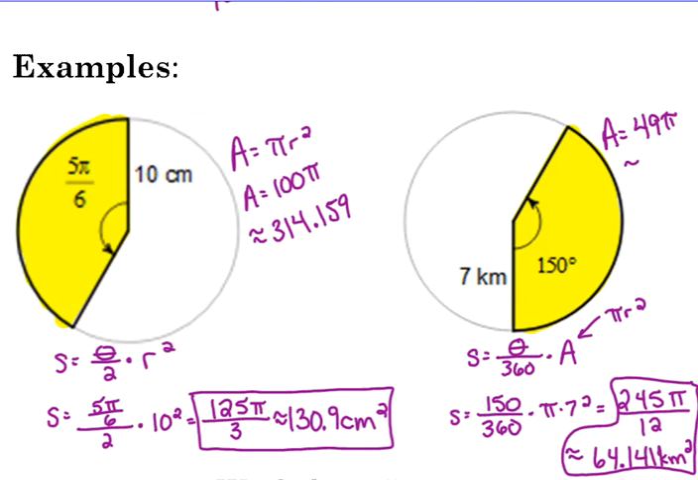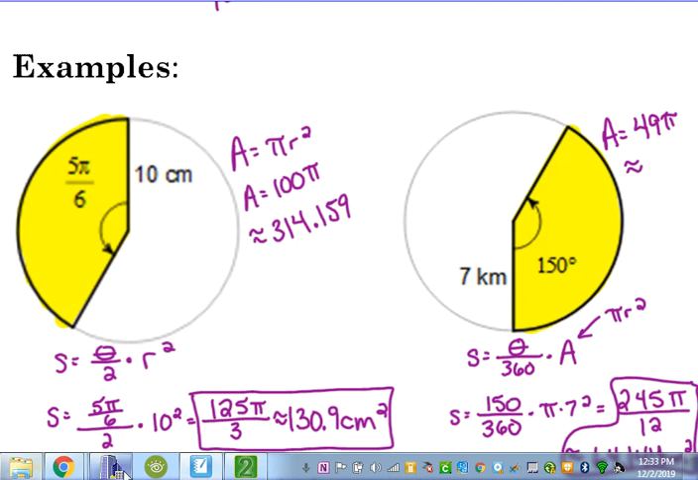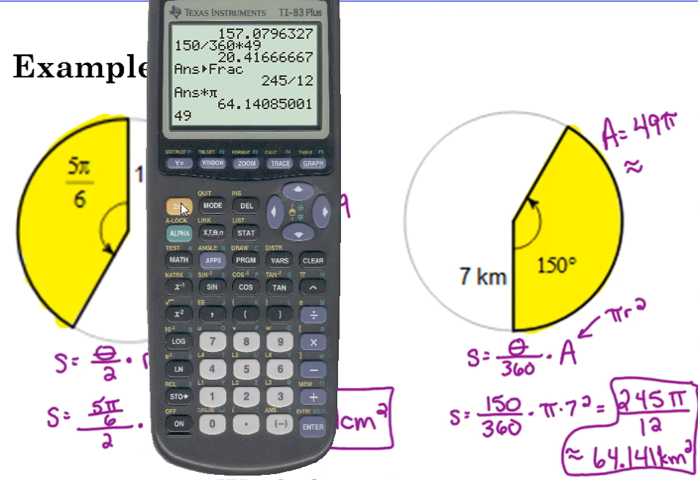To make sure that it makes sense, what's the area of this whole circle? 49 pi. 49 pi is about 153. Again, we're less than half, so we've got to be less than 76, but in the general neighborhood of 76. We're not significantly less than 76. We're closer to that than to a quarter, right?